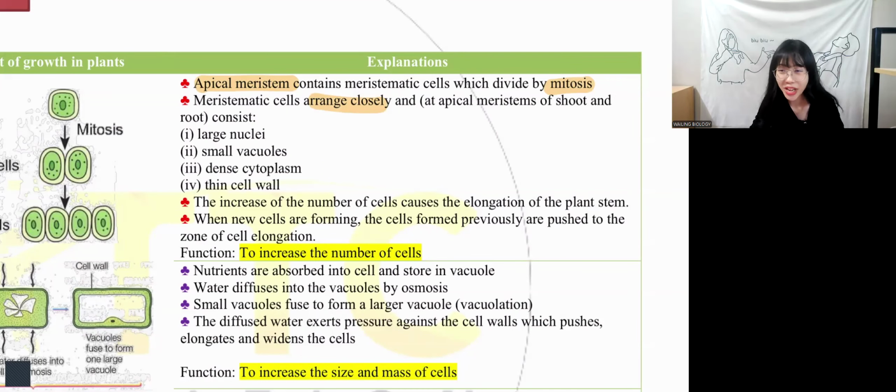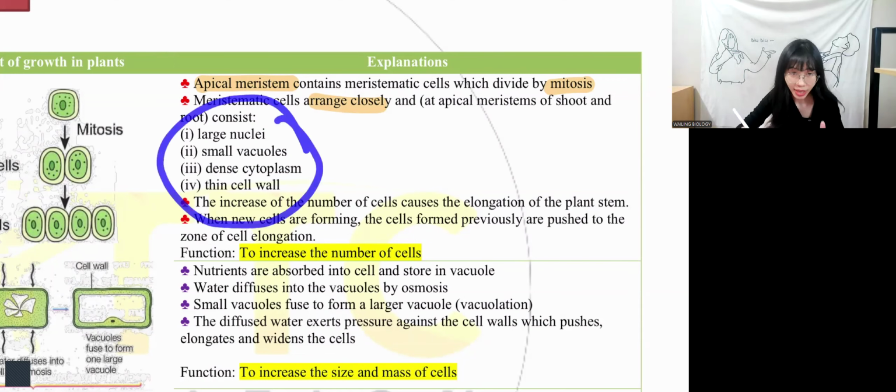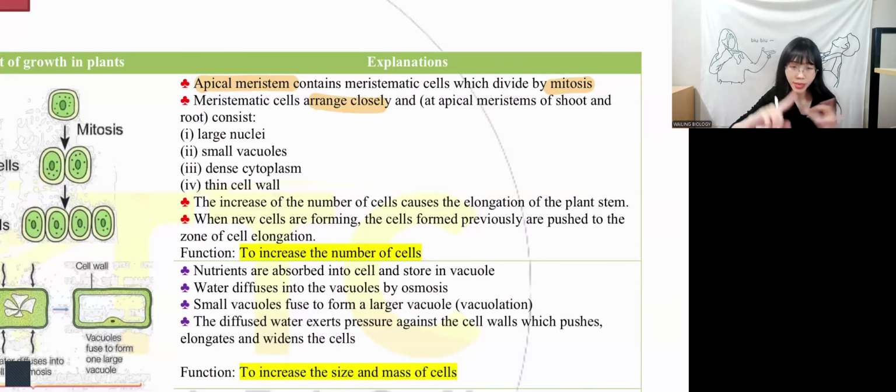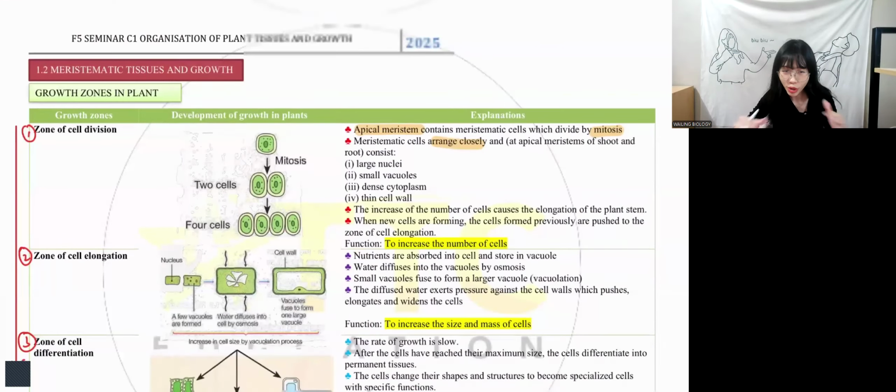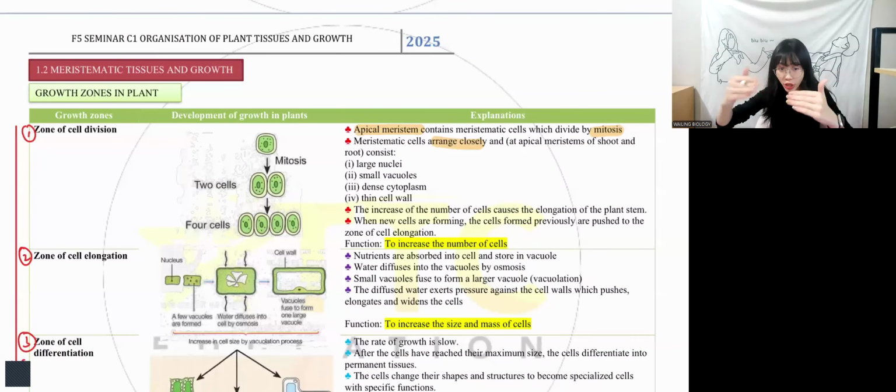Just write nuclei, nucleus is up to you. Now, to carry out this process, these are the characteristics of it: large nuclei, dense cytoplasm, thin cell wall, and also small vacuole. So when they are growing, they will push the cell to the elongation zone, because you are growing 1 to 2 to 4, right? So eventually they will push to the next zone, which is the zone of elongation.